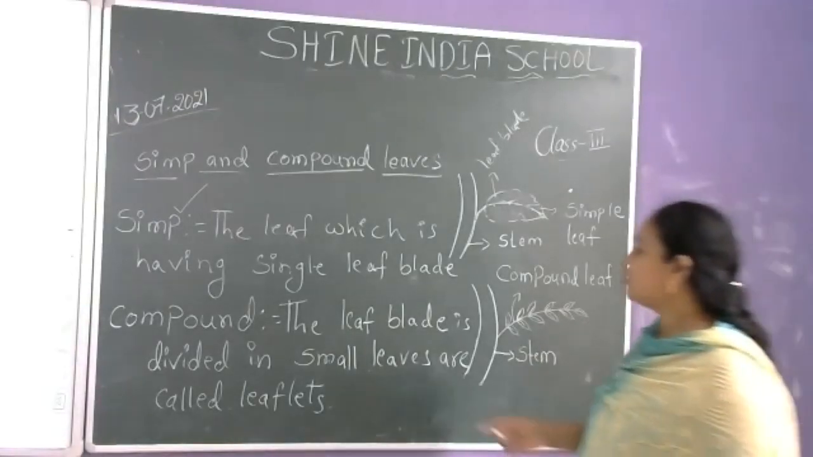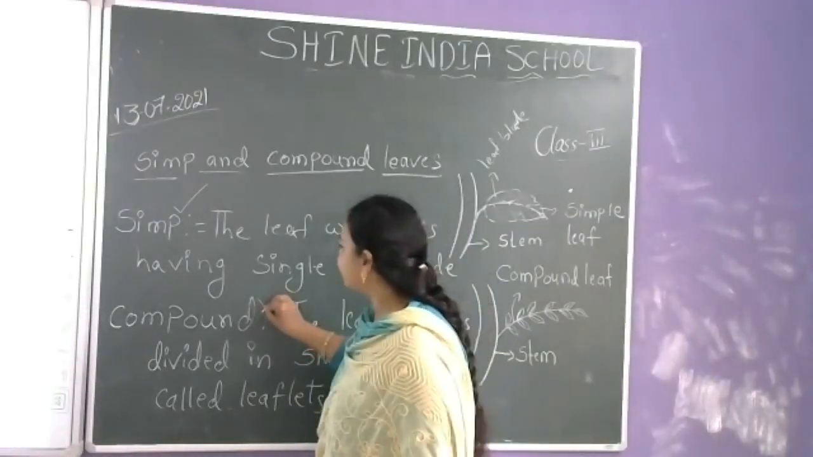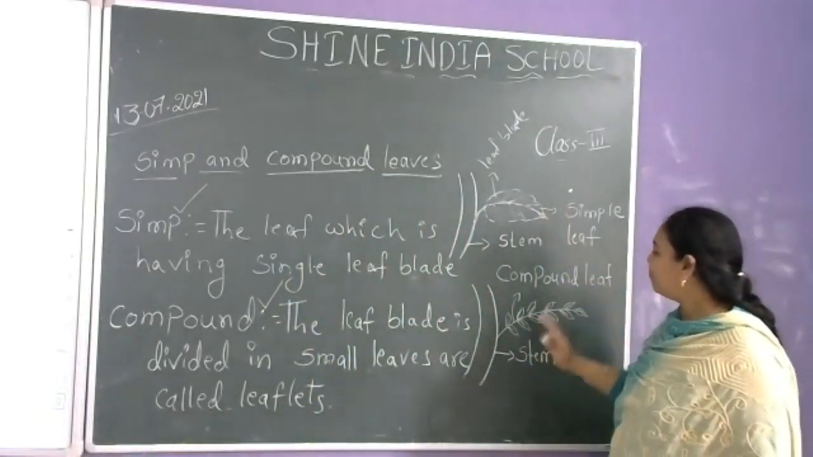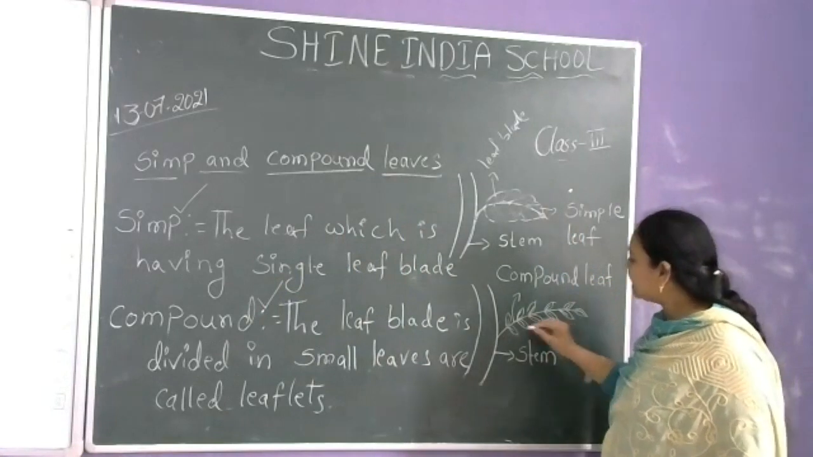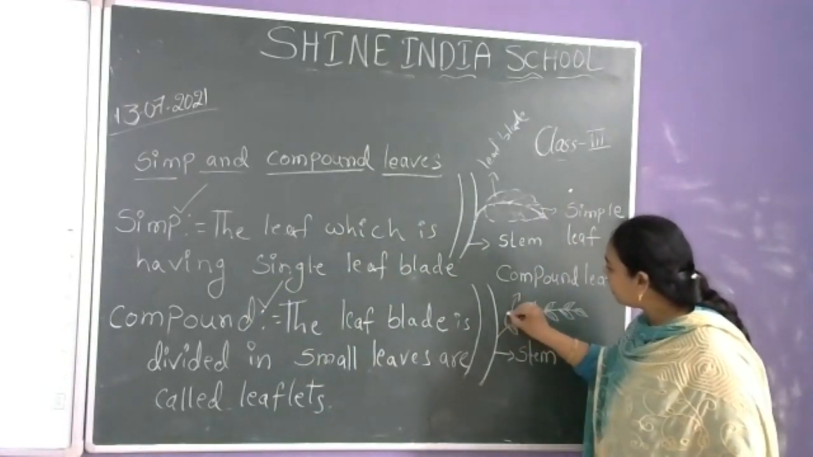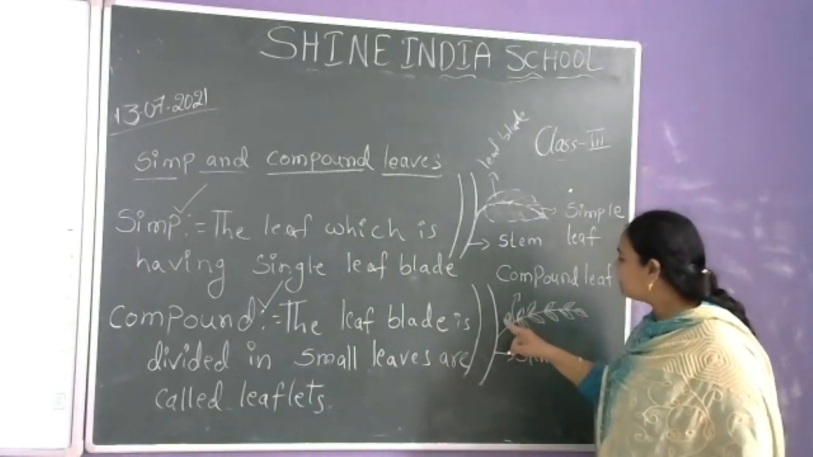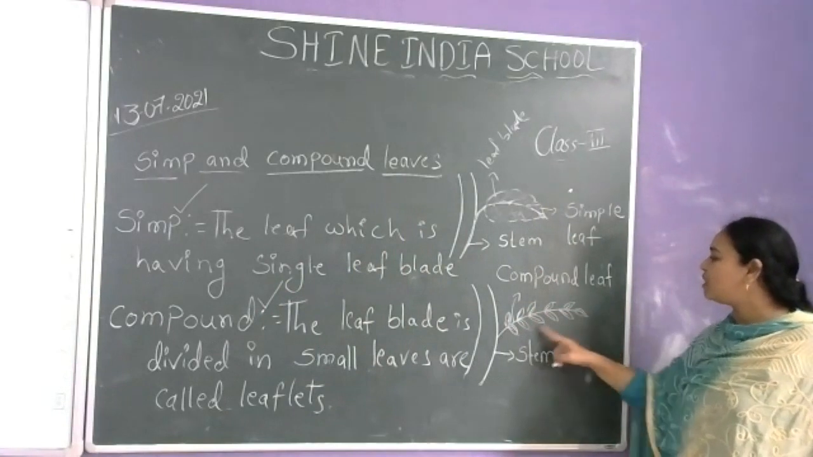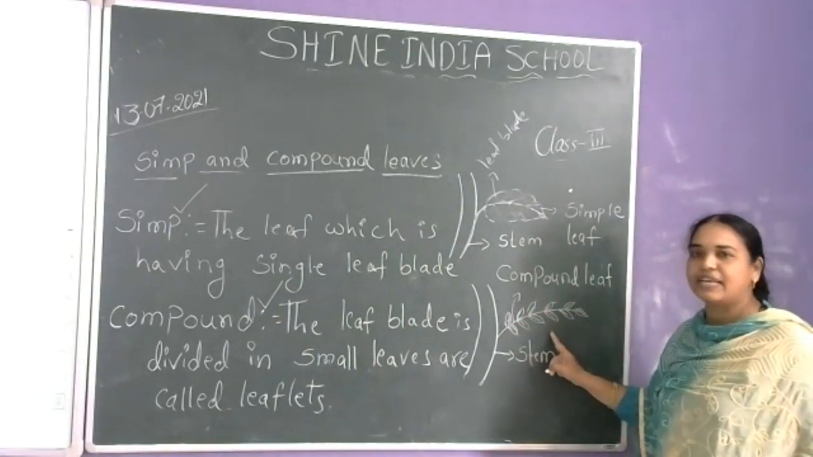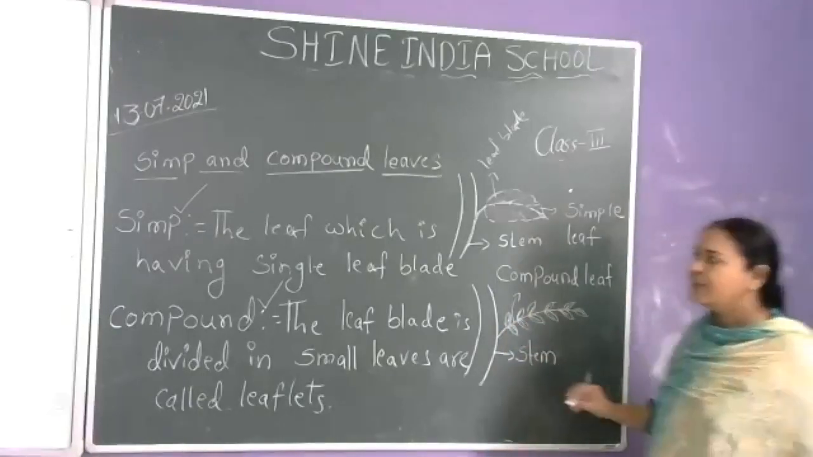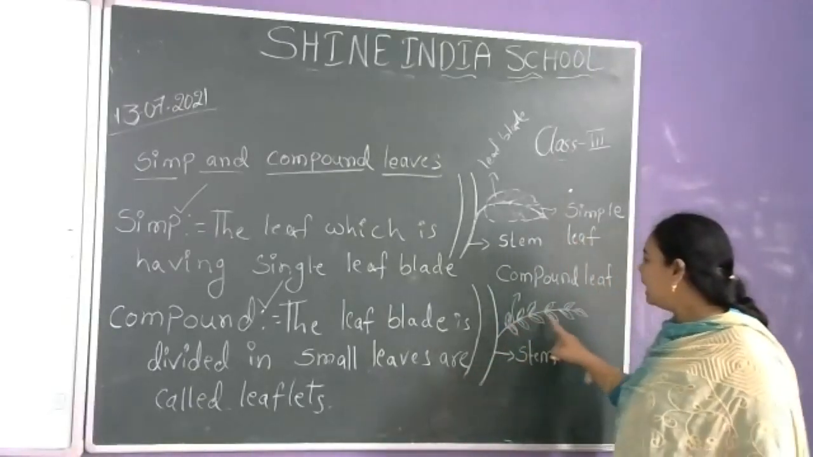Next step comes to the compound leaves. Compound leaves are nothing but, so these leaf blades. The leaf blade is divided into a number of small leaf blades like this. These are a number of small leaf blades. This is one leaf blade, this is one, this, this, this. Like that, there are a number of small leaf blades on a single stalk. So here, a number of leaf blades are there.